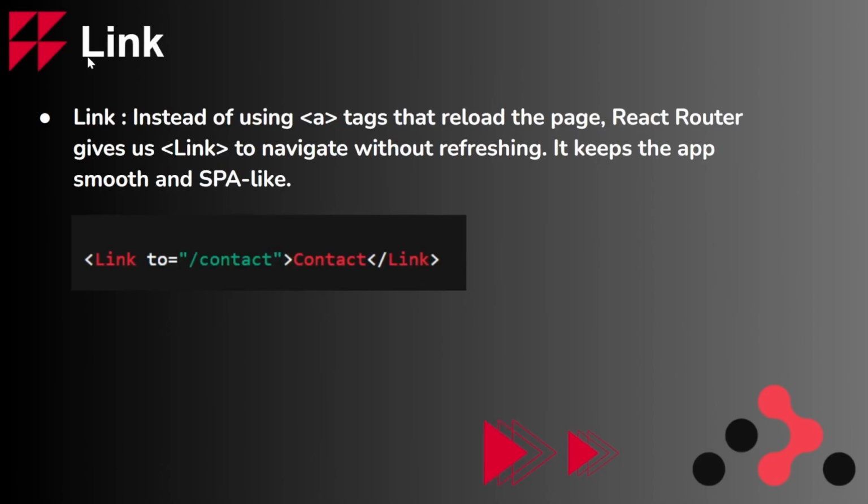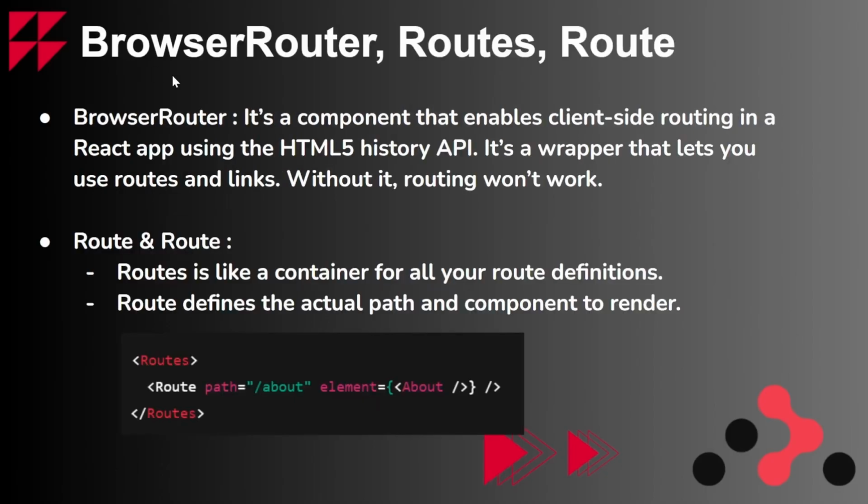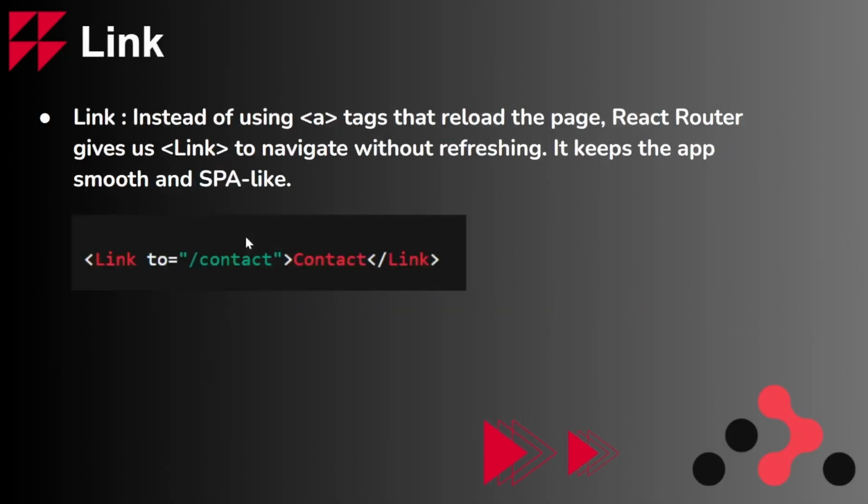Now link is an important component, and in fact all these things that we are studying, this browser router, routes and route, and link, are all just React components, nothing else, which are provided to us by React Router. Now, what is link? Instead of using anchor tags that reload the page, React Router gives us link to navigate without refreshing. It keeps the app smooth, like a single page application.